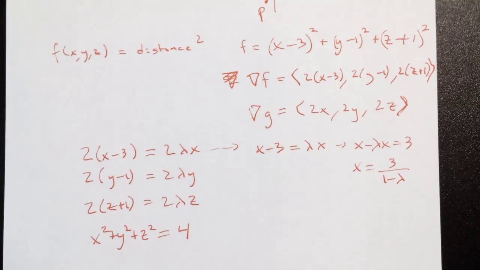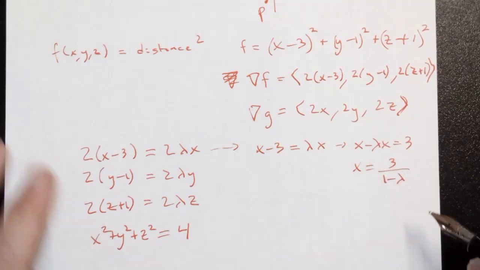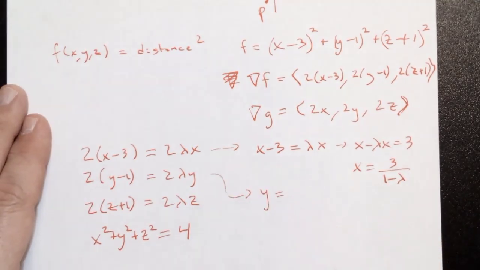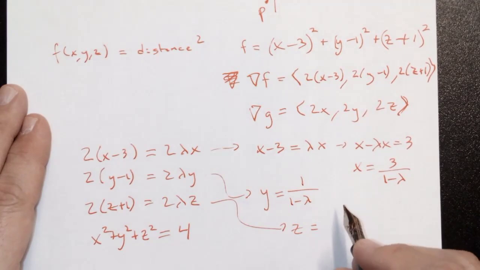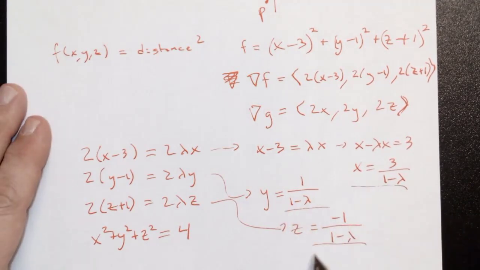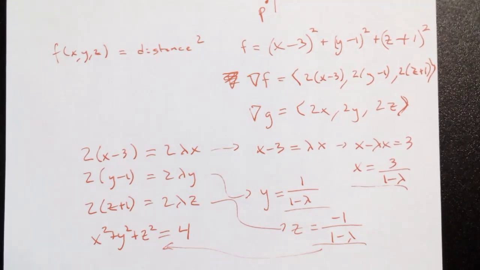I can do the same thing for y. And I can do the same thing for z. And then it'll all be in terms of lambda. I wrote this down. 1 over 1 minus lambda. And z becomes negative 1 over 1 minus lambda. And then I take all of these expressions and I put them in here. And then I can solve for lambda. And using lambda, I get x and y and z.